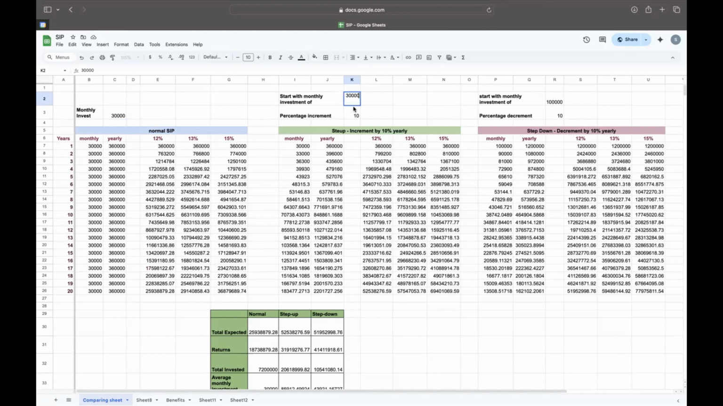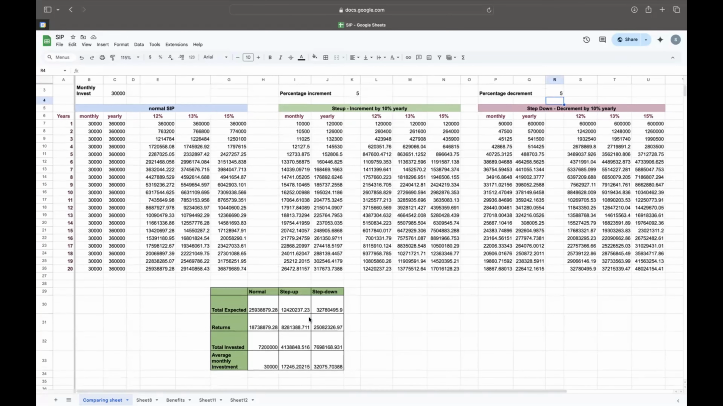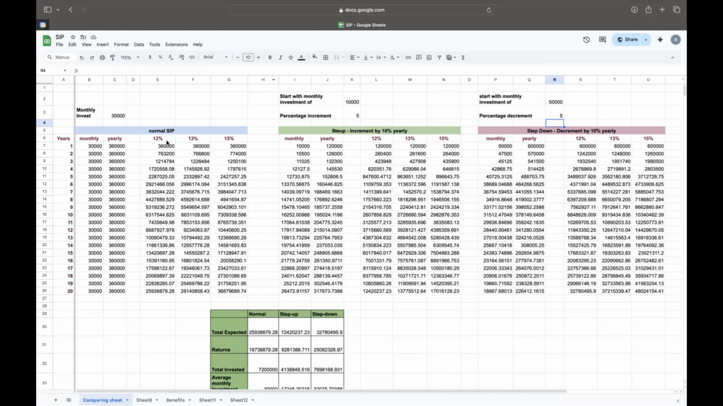Similarly, in step up SIP as well, if you want to start with 10,000, just give 10,000 here, and if you want to increment it by just 5%, just give 5 here, and all the numbers will be changed. Equally, if you want to start step down SIP with 50,000, just give 50,000 here, and you want to decrement only by 5%, just give 5 here, and you can see the returns expected. And similarly, the differences will also be edited accordingly. Take it as an exercise. Just give numbers according to your investment types and see the profits or returns expected over the years.